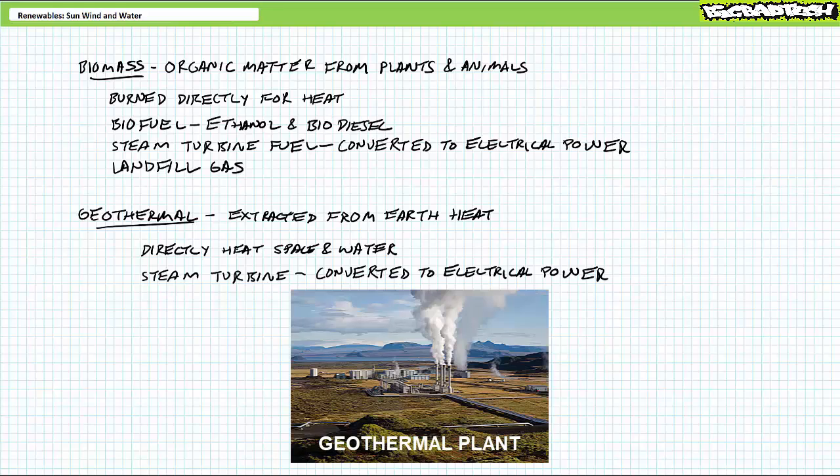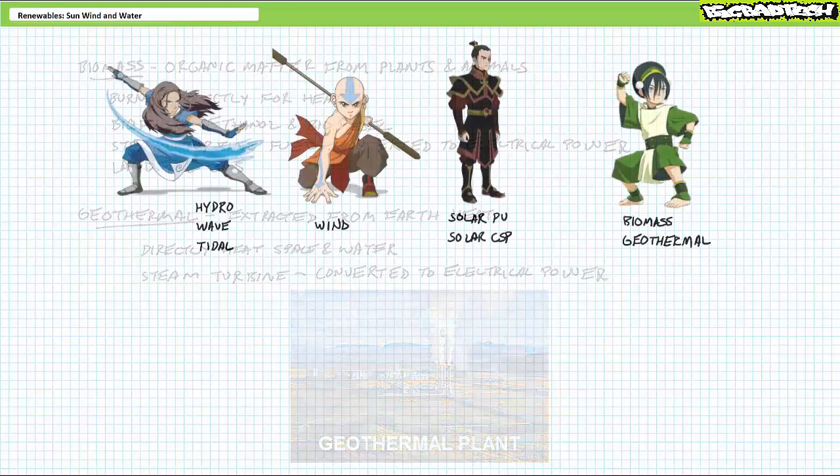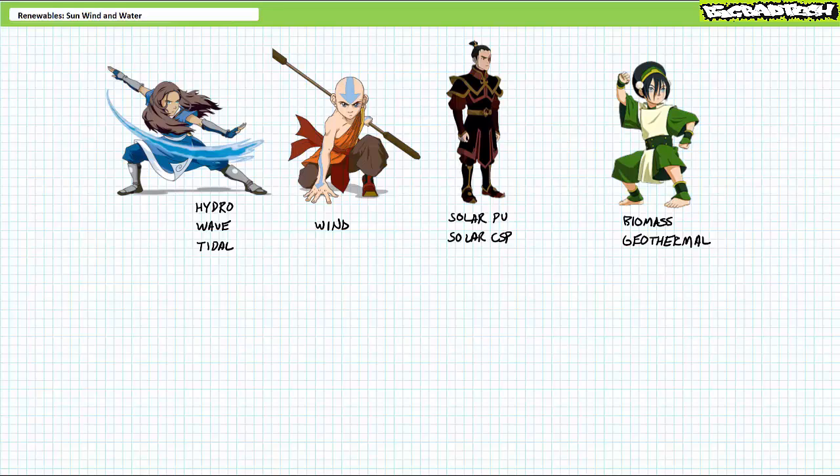This being said, you've got to find that perfect spot to put a geothermal plant, meaning geothermal plants are very, very site-specific and only work in geothermally active zones like New Zealand, Iceland, and certain hotspots in the US. There you go. Water, wind, fire, and to a lesser degree, earth.